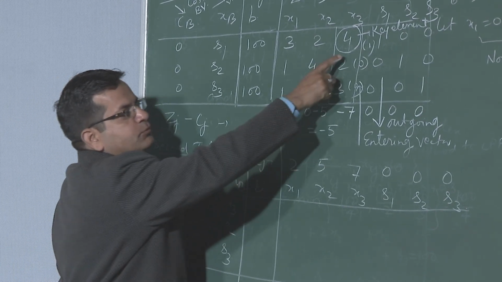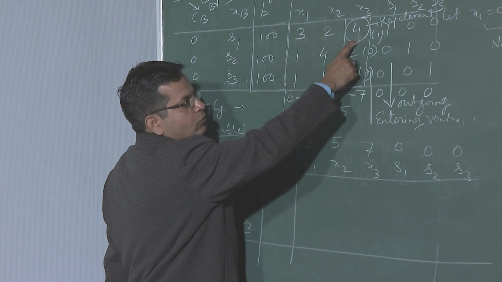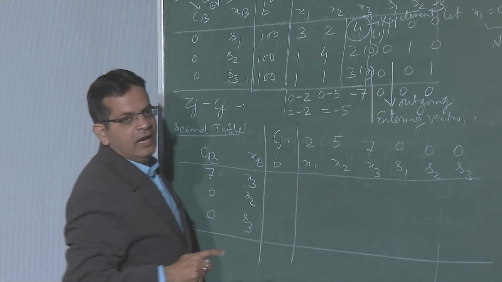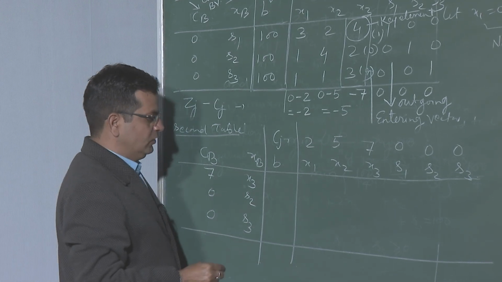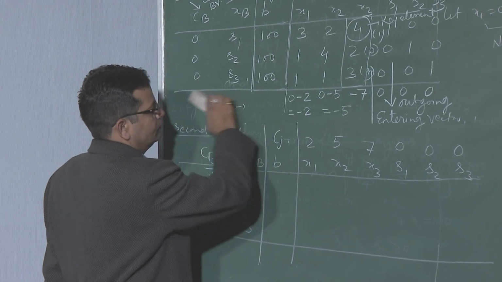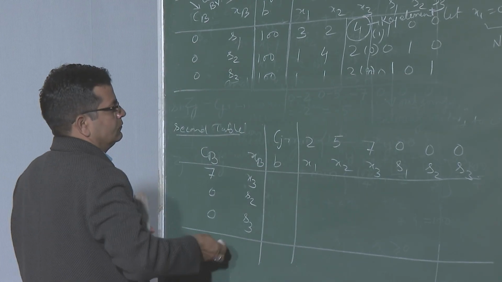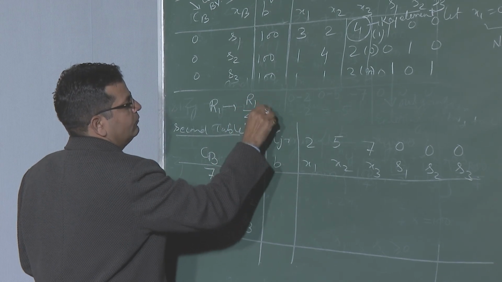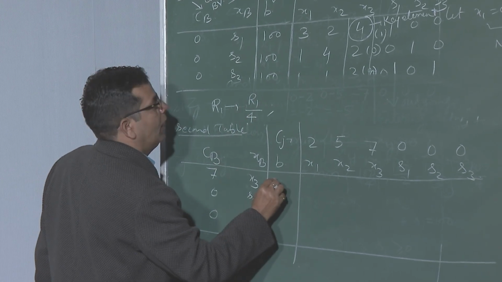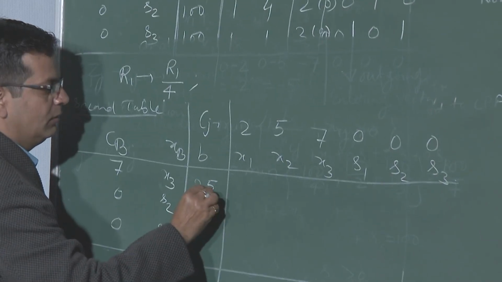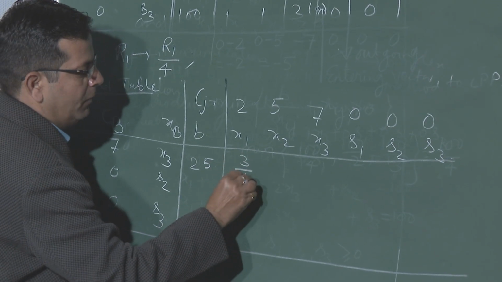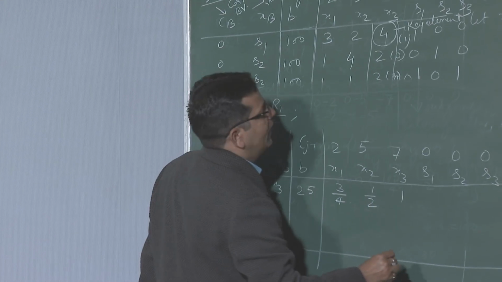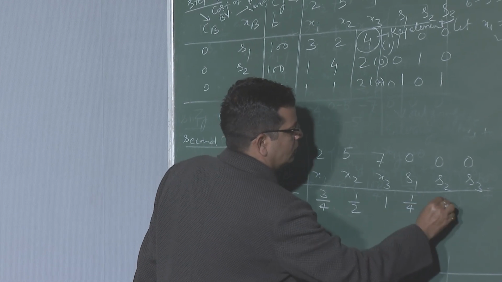Now, in order to make this 4 into 1, I will do a row operation. I will divide the whole row by the key element, that is 4. So I will do the first operation R1 divided by 4. What we will have: 100 upon 4 is 25, 3 by 4, 1 by 2, 1, then 1 by 4, 0, 0.